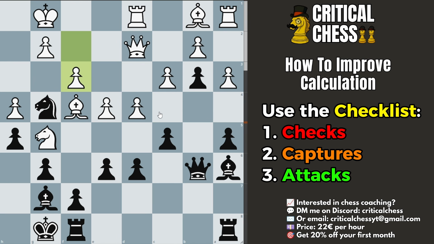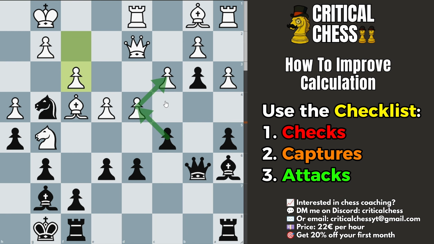Never make assumptions about a position. Never assume that just because you're getting attacked, you have to retreat. You might have a counter-attacking opportunity, and using the checklist, checks, captures, attacks, really helps with that. It's very useful, especially in longer time controls. In Blitz and Bullet, it's hard because you don't really have enough time to use the checklist. You don't have enough time to scan every position for checks, captures, attacks.